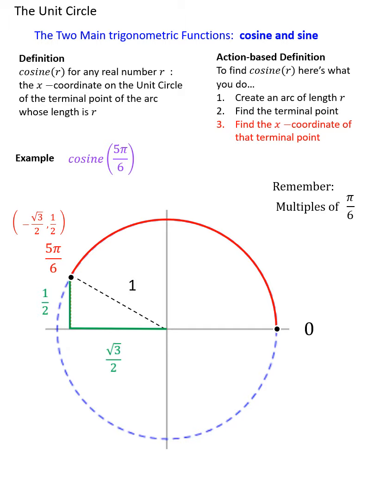And notice that it's negative number, comma, positive number, because we're in quadrant 2. Now recall, step 3 of our action-based definition was to find the x-coordinate of the terminal point. Well, we now know the terminal point, and now we know its x-coordinate, and we're done with this problem. And we have found the value of the cosine of 5 pi over 6.